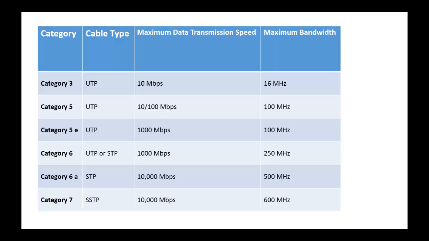10 gigabits per second. In terms of performance, its maximum bandwidth is 600 megahertz, which is better than that of category 6A cable. It's also thicker because it's SSTP, screened shielded twisted pair. Because of this, Cat7 cables are thicker, bulkier, and more difficult to bend.